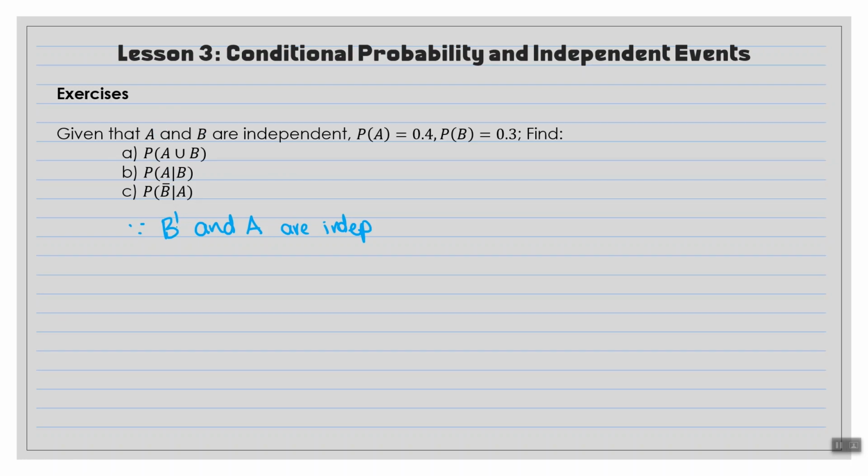So because B dash and A are independent, therefore the probability of B dash with condition to A is the same as the probability of B dash. Do we have it? No, but we can find it. It's 1 minus the probability of B, which is 1 minus 0.3. This is 10, so 10 minus 0.3 is 0.7. And that's it. I hope that this one is clear.